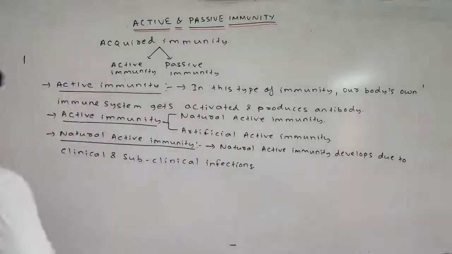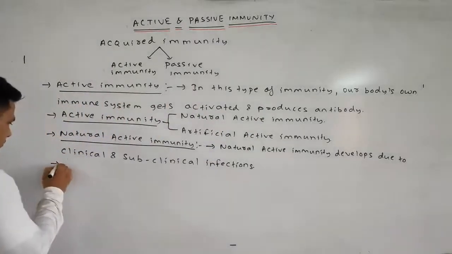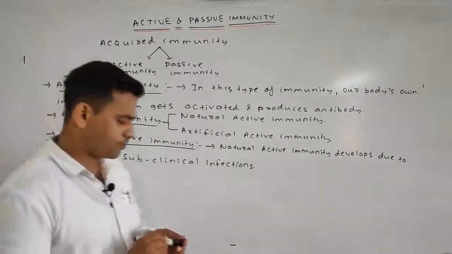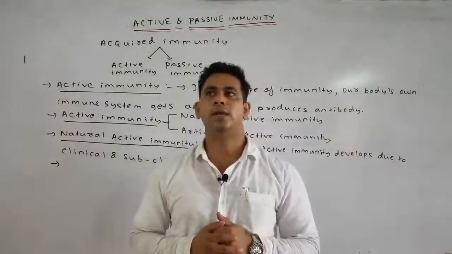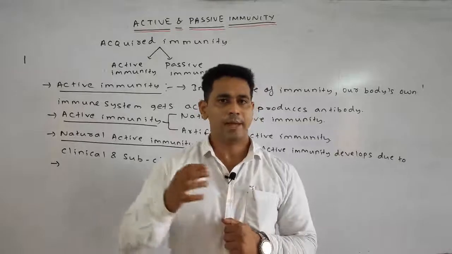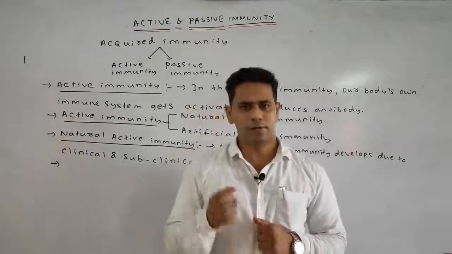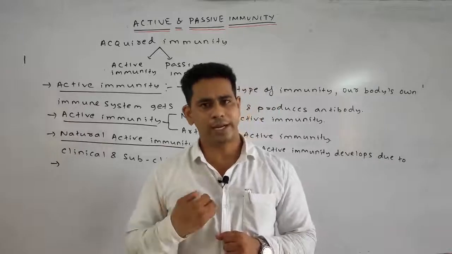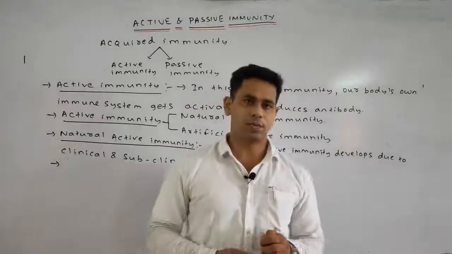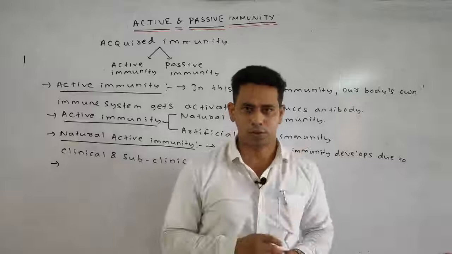Second point is, under natural active immunity, suppose our body is infected by a particular disease, and for it we have produced antibody in our body. Common example, take chicken pox.